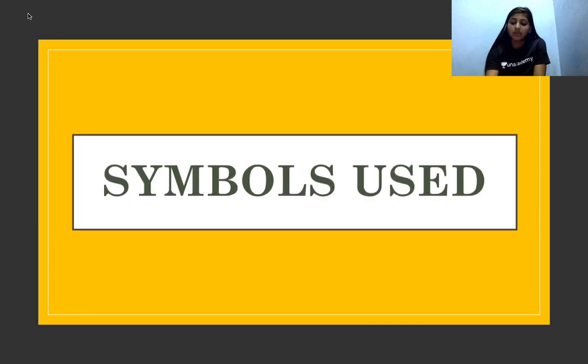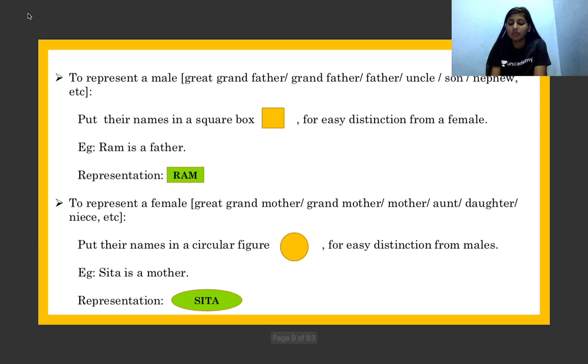Okay, so let's begin with the symbols used to represent a male, like great grandfather, grandfather, father, uncle, son, nephew, etc. What do we do? We put their name in a square box, okay, for easy distinction from a female, because if we are using just one or two names, it's fine, you can remember the gender. But if it's a large family tree, you can't remember the genders, right?